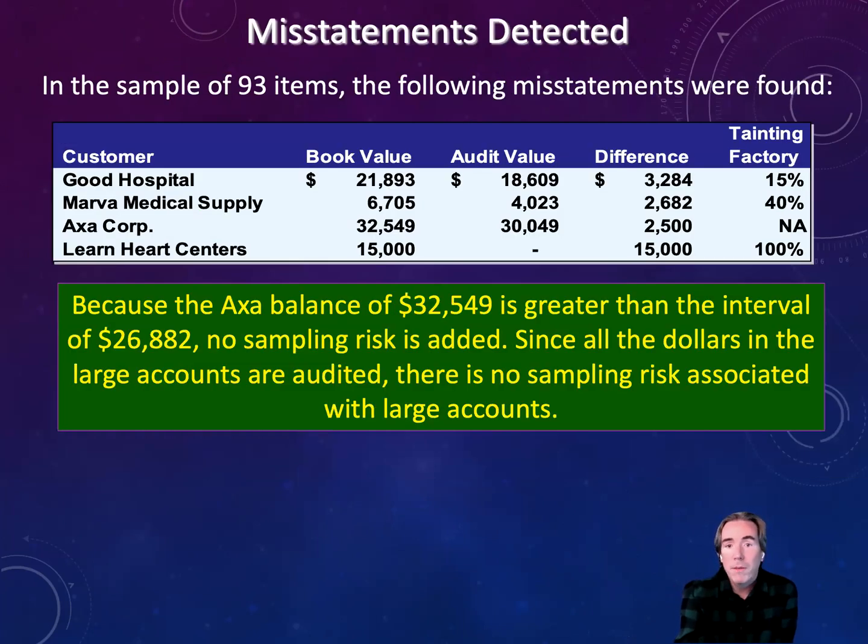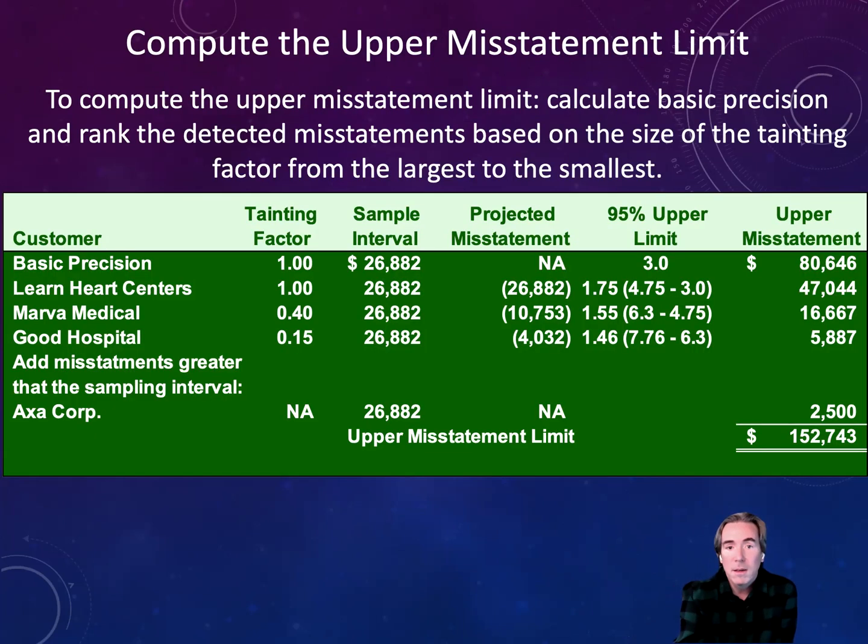So we believe this error, which was only, so Marva, we found a $2,600 error, and we're going to project that that means there's $10,000 in that sample interval that are wrong, and an additional 1.55 errors throughout the entire sample that we missed. This is our sampling allowance. And so that's going to lead us to conclude that there's 16,000. And we go through, and at the very end, we add in the 2,500 from that exception rule.